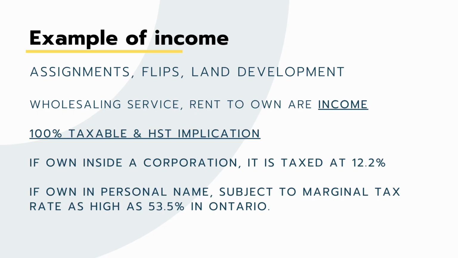Like I mentioned before, examples of income include assignment deals, flips, land development, wholesale services, rent to own: 100% taxable, and you could trigger HST implications as well. If you own these properties and sell them inside a corporation, the sale would be taxed at 12.2%, assuming it is 100% taxable. If you own them in your personal name, the profit is subject to a marginal tax rate as high as 53.5% in Ontario.